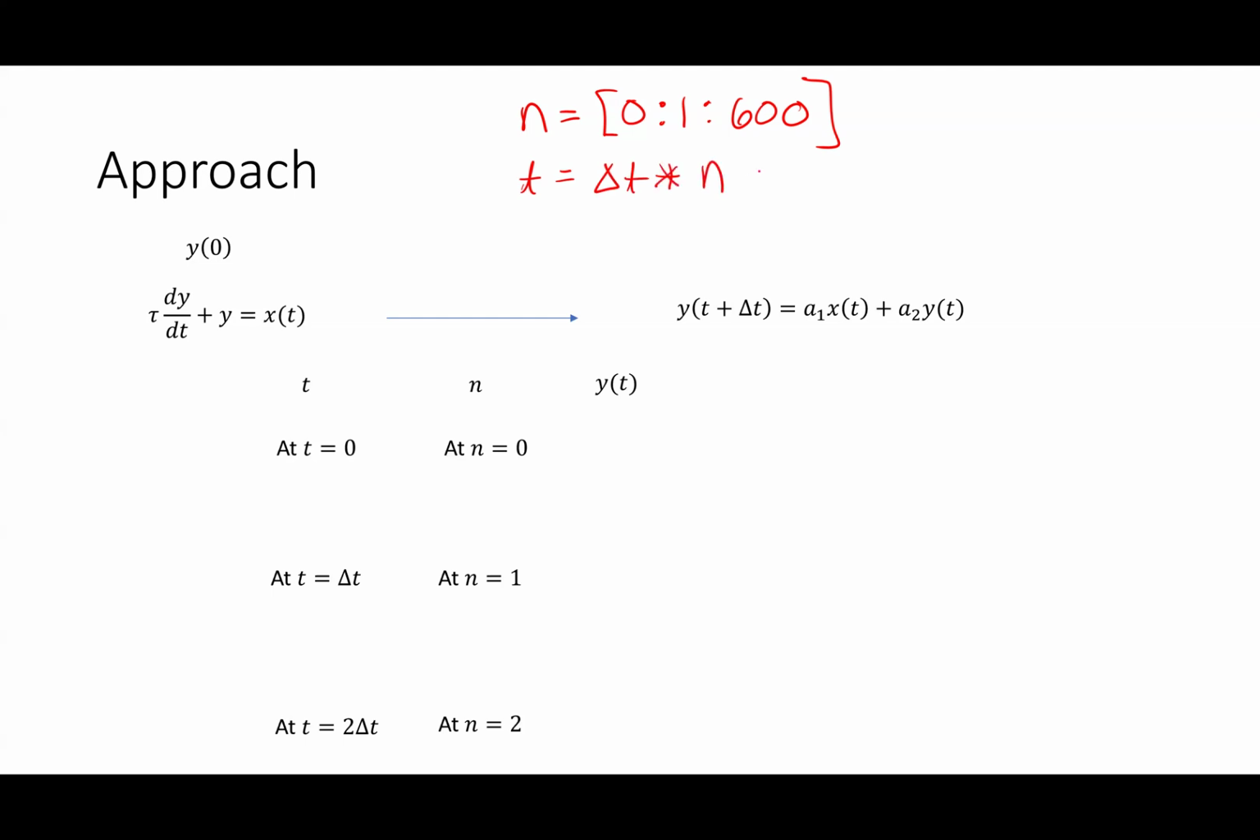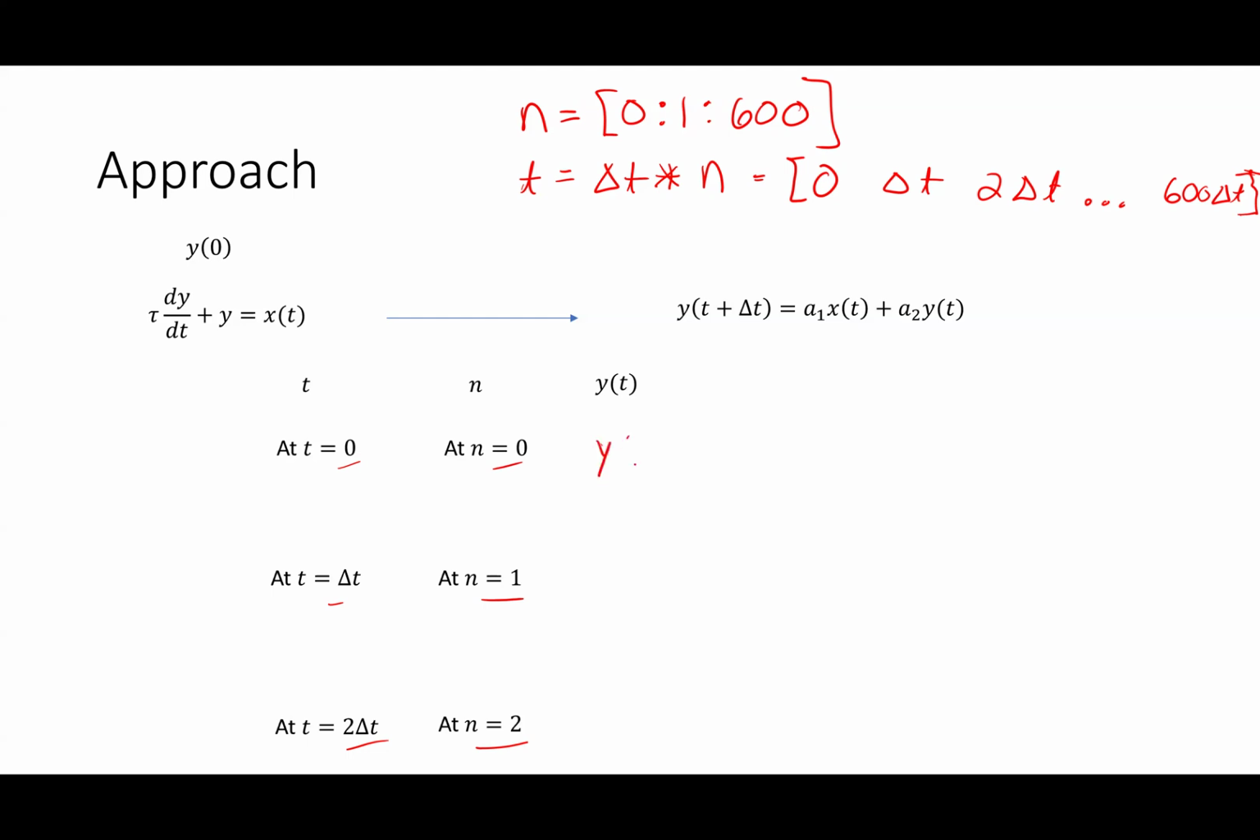Let me write it out. That would be 0, delta t, 2 delta t, and so on, all the way up to 600 delta t. That's what its entries would be. At t equal to 0, n is equal to 0. At t equal to delta t, n is equal to 1. At 2 delta t, n is equal to 2. At 30 delta t, what is n equal to? 30.